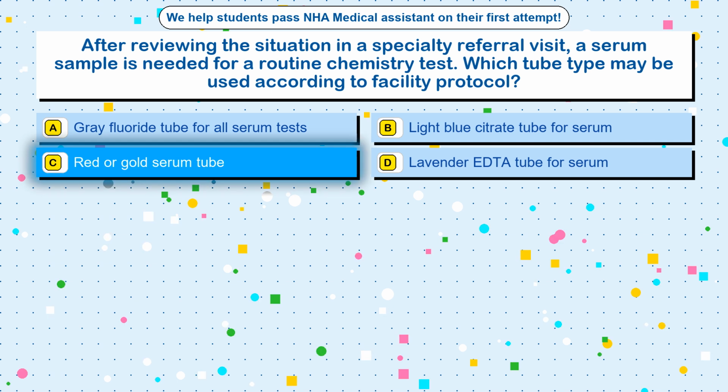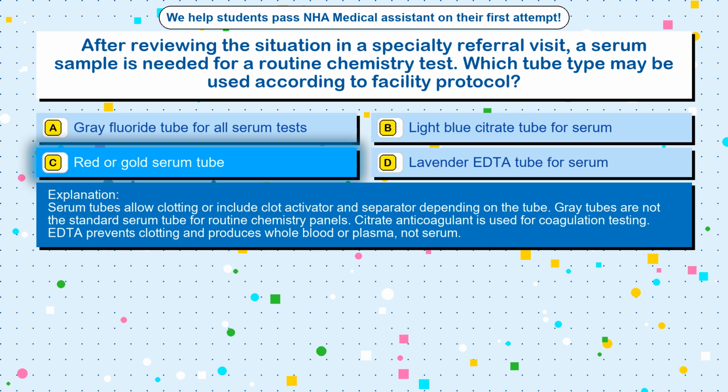The correct answer is option C, red or gold serum tube. Serum tubes allow clotting or include clot activator and separator depending on the tube. Gray tubes are not the standard serum tube for routine chemistry panels. Citrate anticoagulant is used for coagulation testing. EDTA prevents clotting and produces whole blood or plasma, not serum.